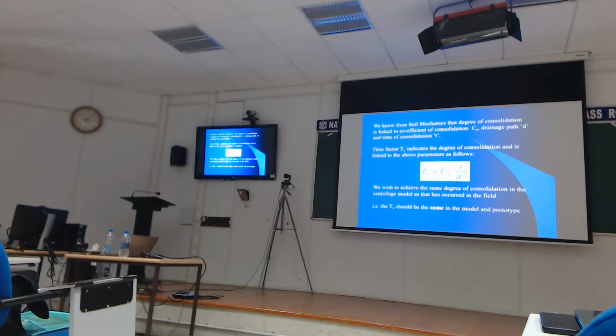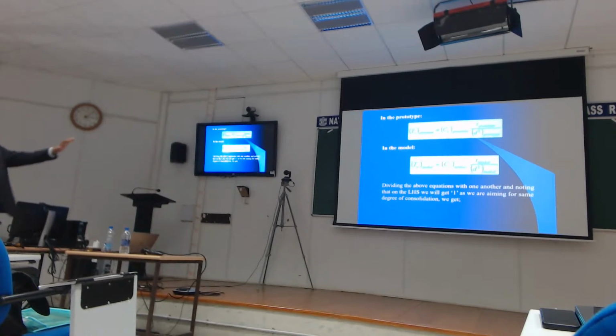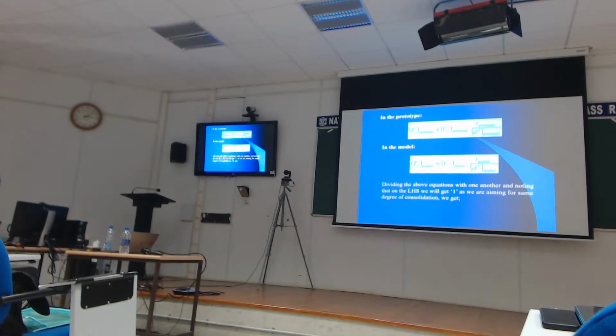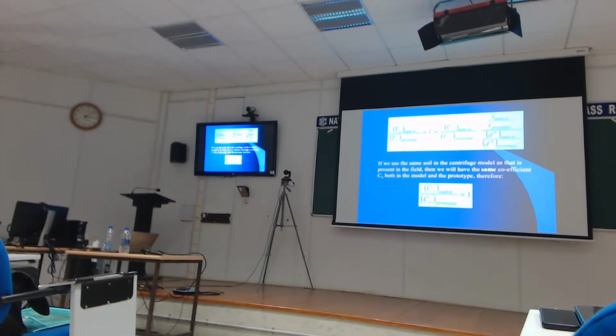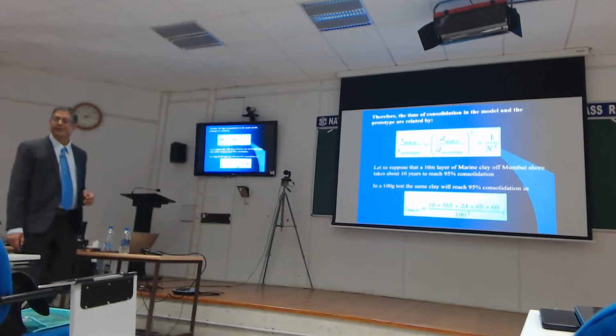Now let's see how long it will take in the centrifuge. So how much is the small t going to be? I can write the same equation for prototype and model, and the left-hand side should be equal if I want the same degree of consolidation, right? If I divide one with the other and use the same soil, then I can cancel the Cv, because that's a property of the soil. So we can get rid of that, and we'll be left with just the right-hand bit of that equation. And it turns out that the scaling law for consolidation comes simply as 1 over n squared.